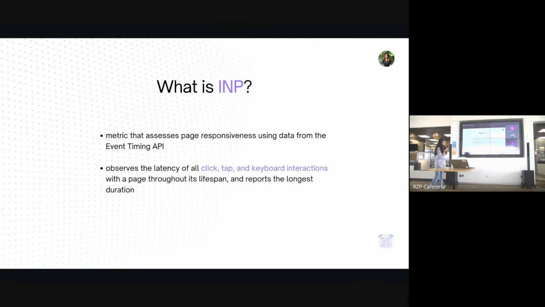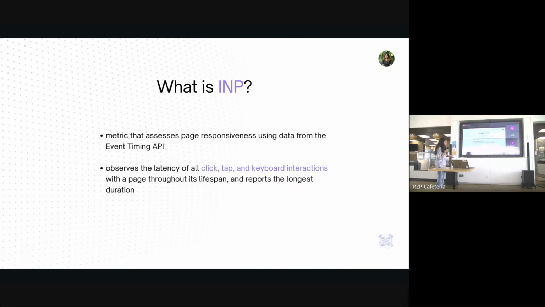Now, what is INP? Considering our main topic, INP. Remember, when I was showing these three pictures, I told you three things. In Core Web Vitals, we consider three aspects of performance. First was loading, second was interactivity, and third was visual stability, correct? And here we are going to focus on the interactivity part. So what does INP consider? It is just the metric which assesses page responsiveness. By page responsiveness, again, it is nothing but the interactivity itself, right?